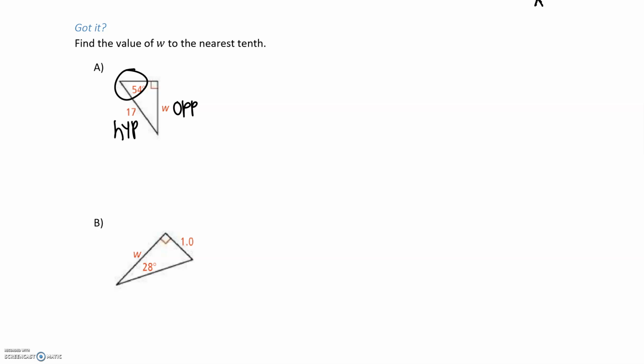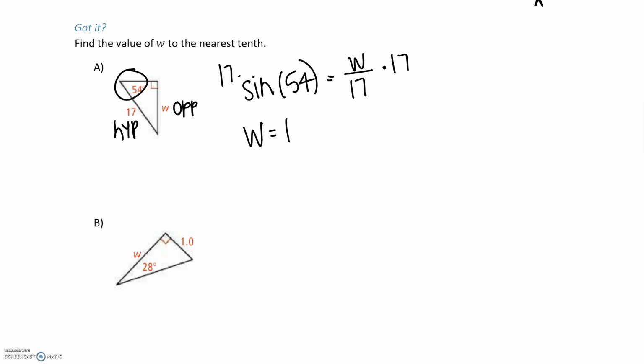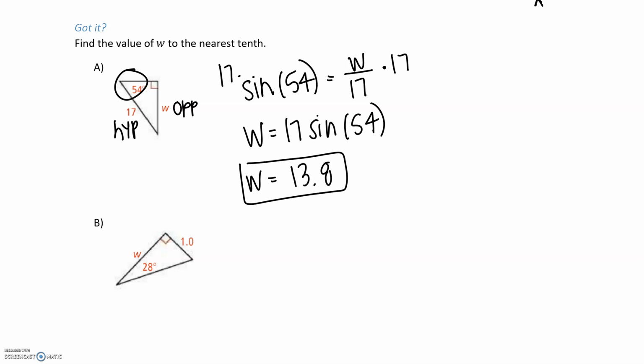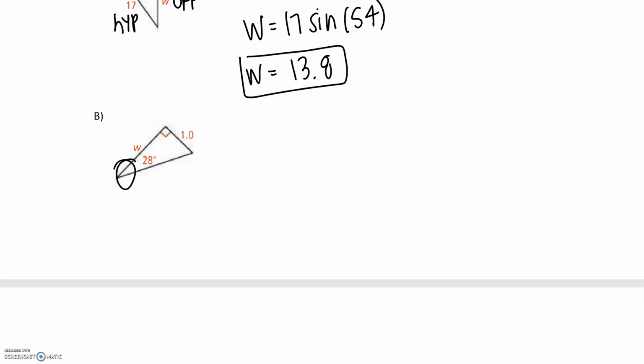So using our SOHCAHTOA, we're going to have our sine of this 54 equals our opposite, which is W, over our hypotenuse, which is 17. So to solve for it, we're going to multiply both sides by 17, which leaves us with W equals 17 sine of 54. When we put that into our calculator, that gives us 13.8.